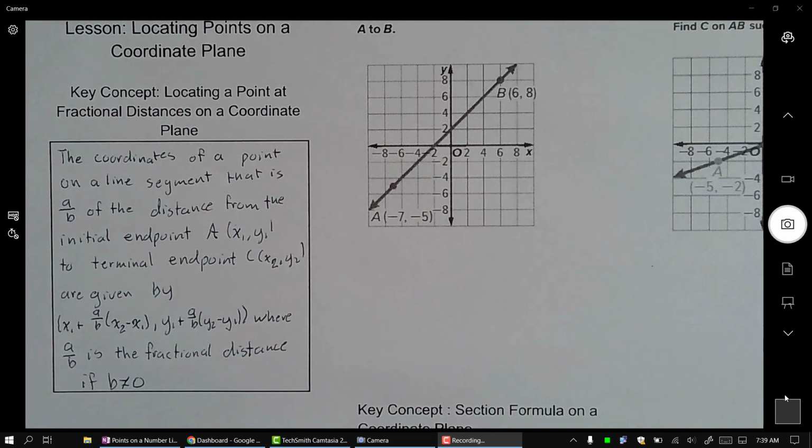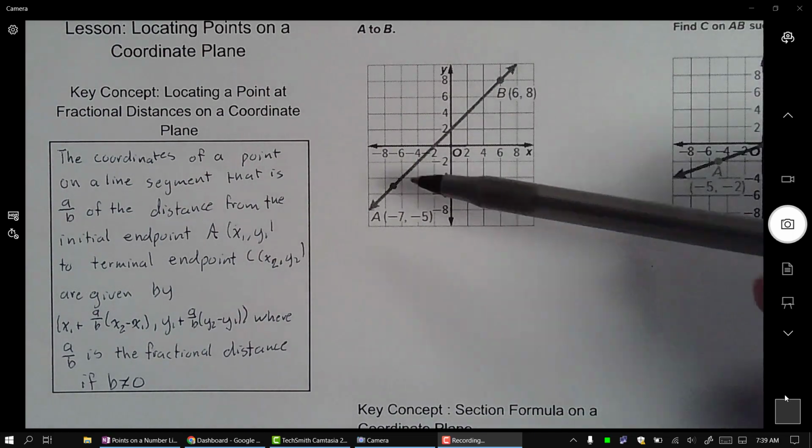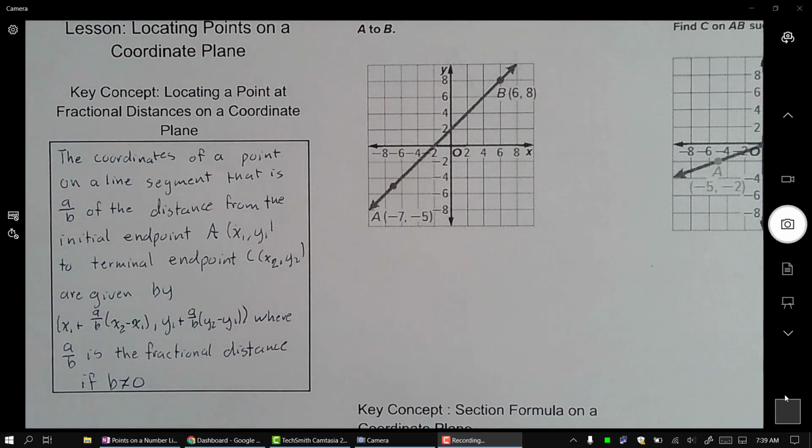So this is very similar to our previous lesson, but in our previous lesson we only had just the x. Now we're also going to have the y because we're dealing with a coordinate plane which has 2 dimensions. So let's go ahead and take a look at the first example.